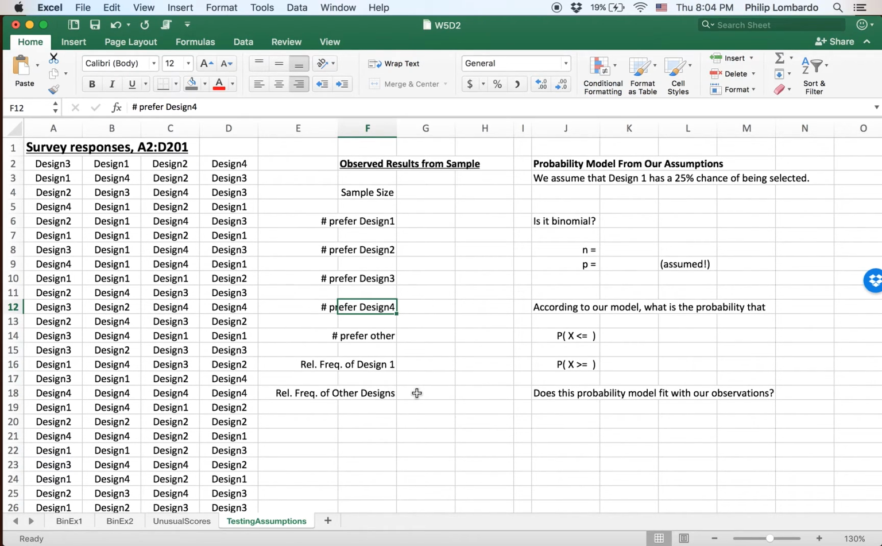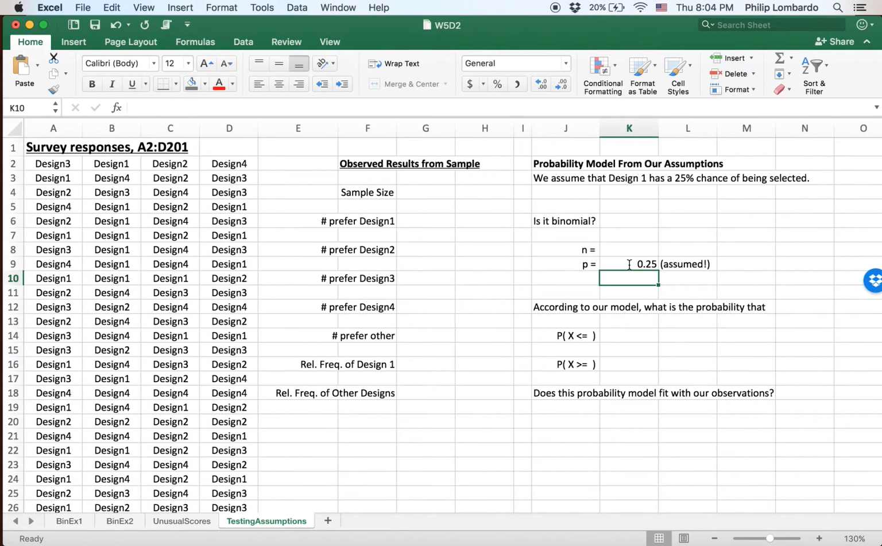So here's how we're going to do it. What we're going to do is kind of play devil's advocate. We're going to assume that our colleague is right. We're going to assume that out in the population, there's absolutely no preference between Design 1, Design 2, Design 3, and Design 4. In other words, if we focus in on a particular design, let's say Design 1, this should have a 25% chance of being selected. So this chance that we're assuming here, that 25% chance, we're going to use as our probability parameter in a binomial distribution.